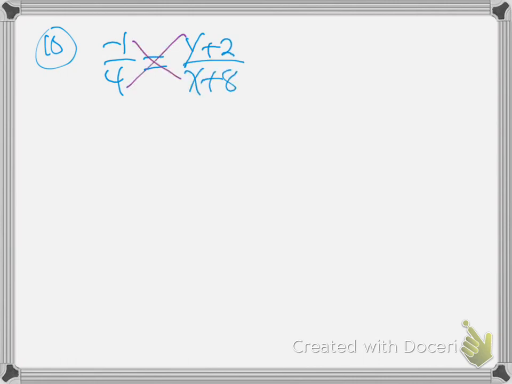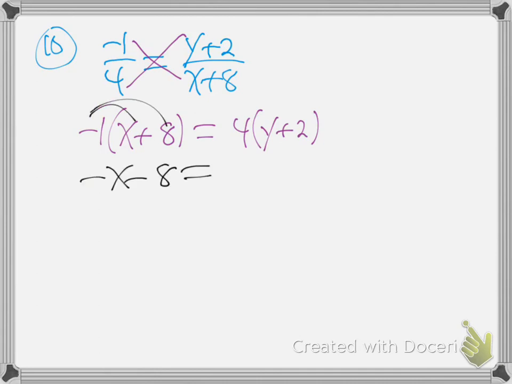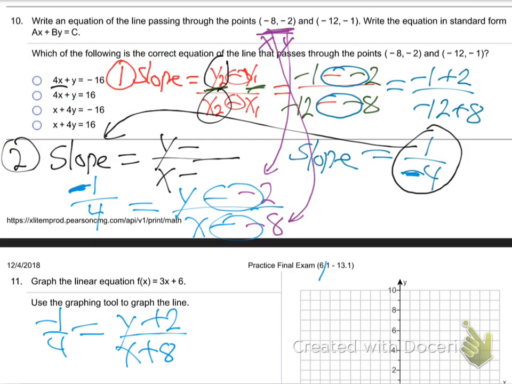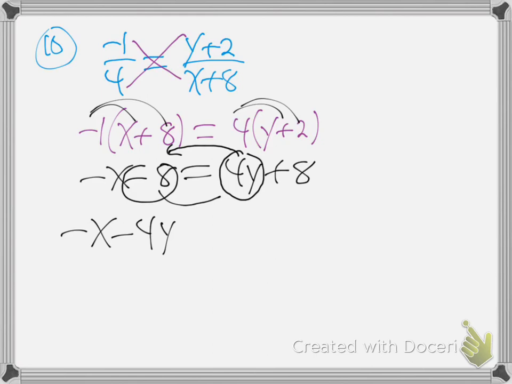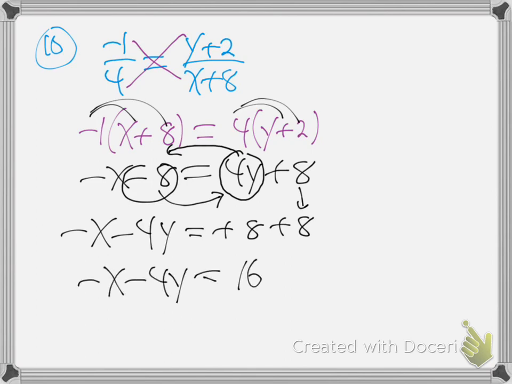And we go diagonal, diagonal. Minus 1 times x plus 8 is 4 times y plus 2. Distribute. Minus x minus 8 is 4y plus 8. We're almost there. What do they want now? They want x's first, then y's, then numbers. So I'm going to have to grab this 4y and bring it over here. So that'll be minus x minus 4y. And grab that minus 8 and put it over there. So it'll be a plus 8 plus the other 8. So then that's minus x minus 4y is 16.